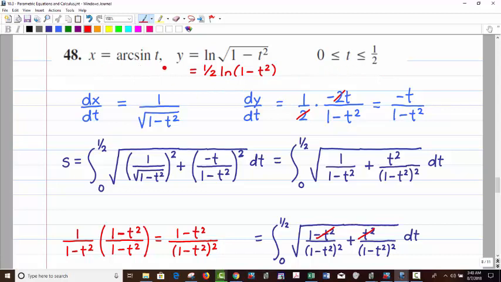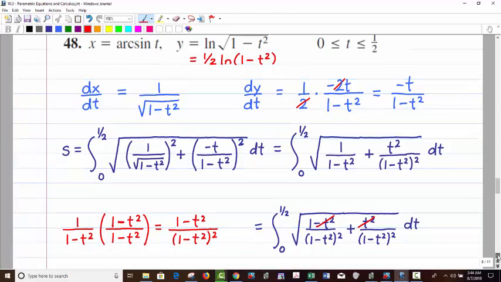So the derivative of arc sine of t would be 1 over the square root of 1 minus t squared. That 1/2 makes this easier. The derivative of natural log is the derivative of what's in the parentheses over what's in the parentheses. So it'll be negative 2t's, that derivative, over 1 minus t squared. The 2's reduce, so it's negative t over 1 minus t squared.